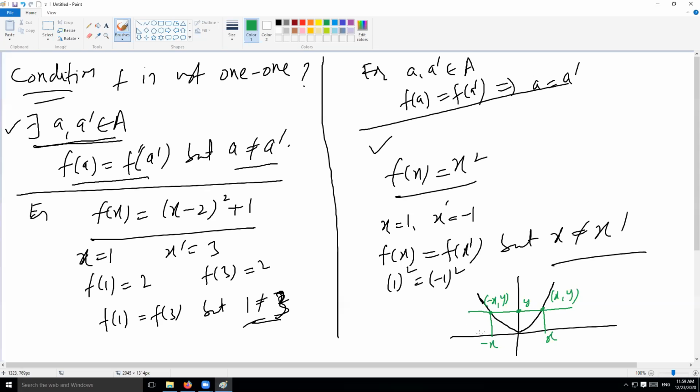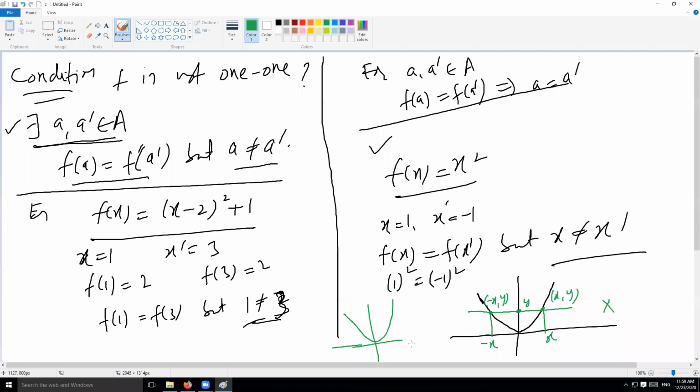Okay? So through two different inputs, you are getting the same output. So therefore, this is not a 1-1 function. It's a function actually. What is the way to check the function pictorially?